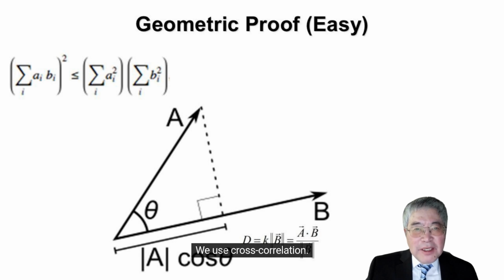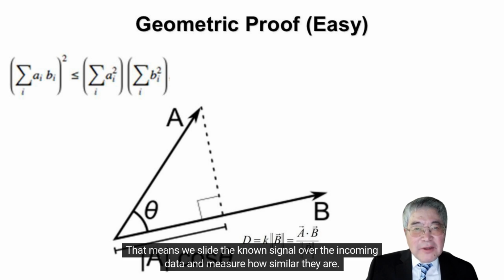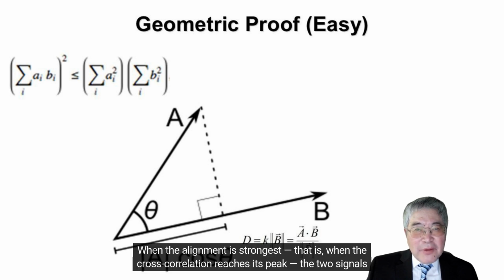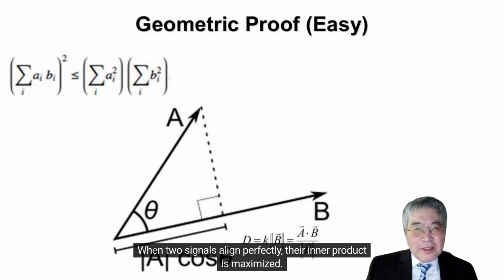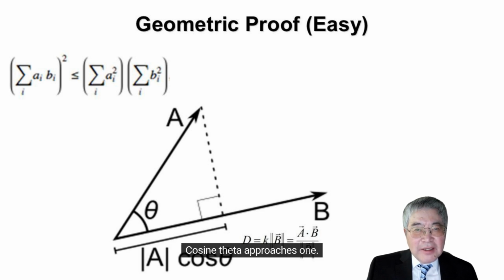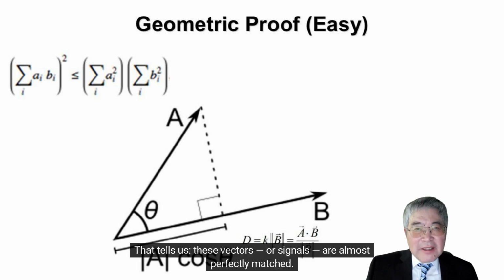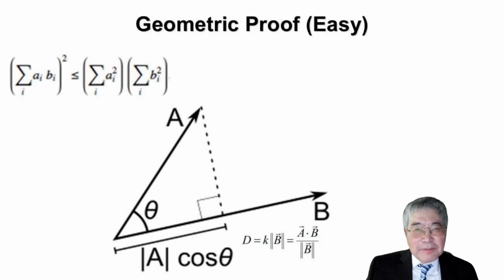We use cross-correlation. That means we slide the known signal over the incoming data and measure how similar they are. When the alignment is strongest, that is, when the cross-correlation reaches its peak, the two signals are most similar in shape. This is where the Cauchy-Schwarz inequality comes in. When two signals align perfectly, their inner product is maximized. Cosine theta approaches 1. That tells us these vectors, or signals, are almost perfectly matched.